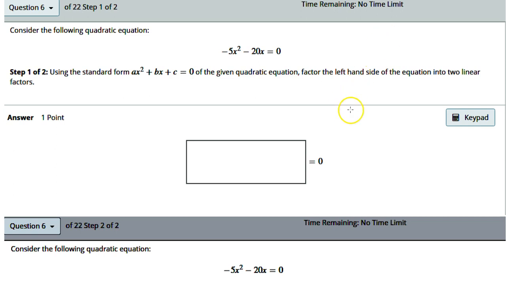As we go on to question 6 now, we have this quadratic equation, and it's in standard form. There's just no C term here. Let's go back to red. So they want us to factor it. Well, one of the things I would do first is I would get rid of the negative 5 by dividing everything by a negative 5.